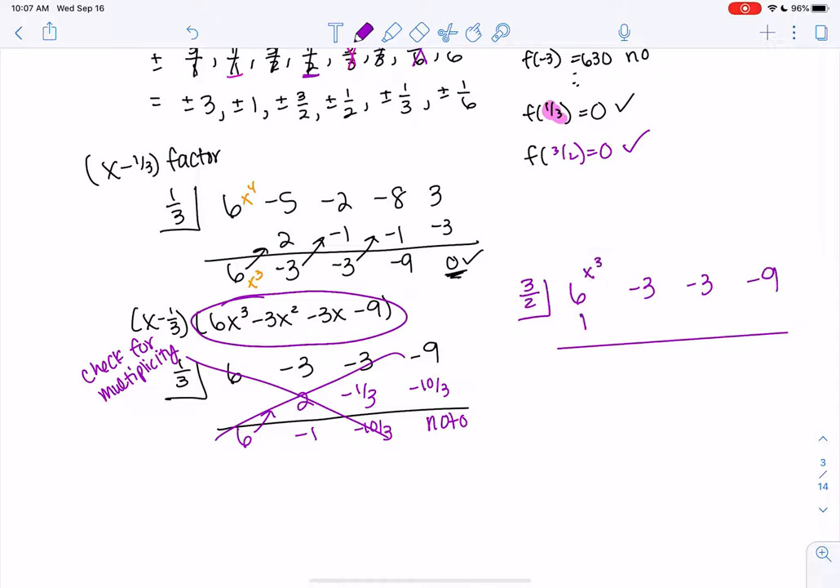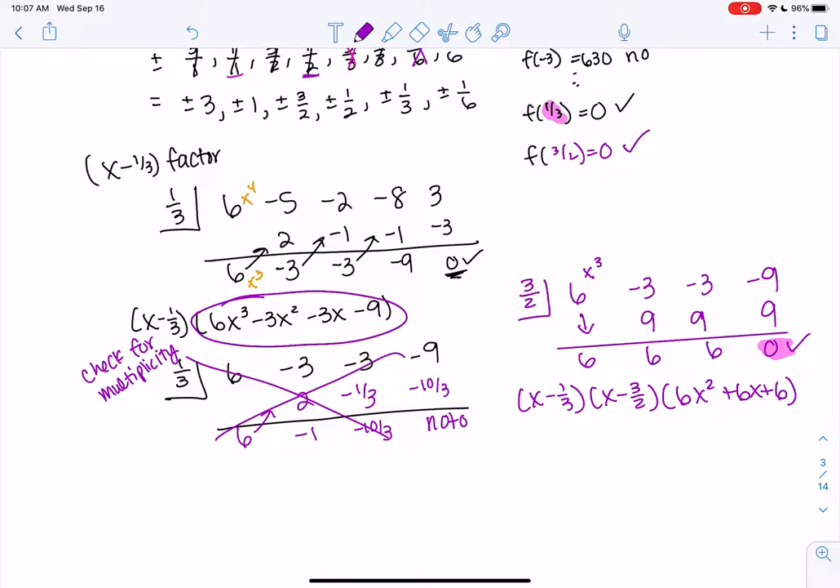We get 6. 6 times 3/2 is 9. And we get 6 again. 6 times 3/2 is 9. And we get 6 again. And then we get 9 and we get 0. All right, so the whole goal is this is 0. And we got kind of an evil function, I guess, with all the 6s. So x minus 1/3, x minus 3/2. And then the last one will be now 6x squared plus 6x plus 6.